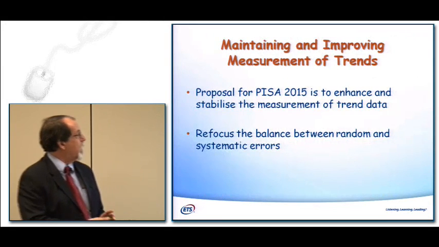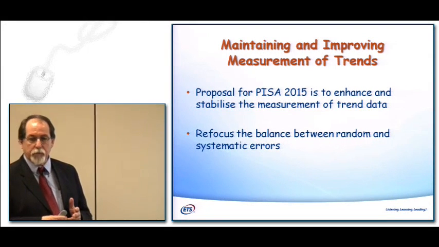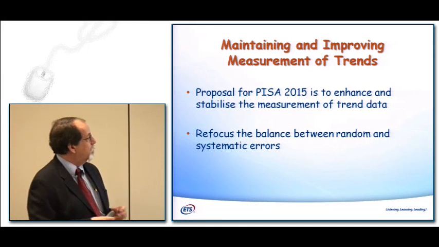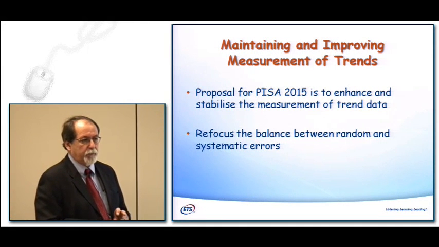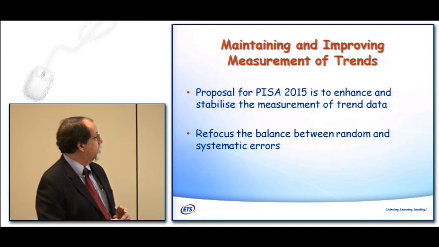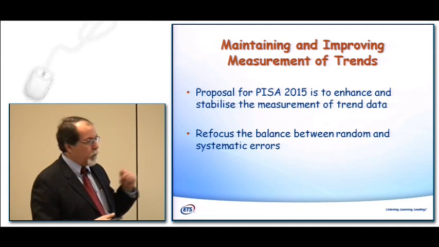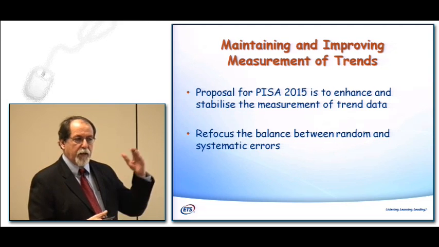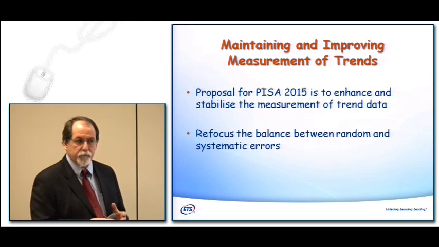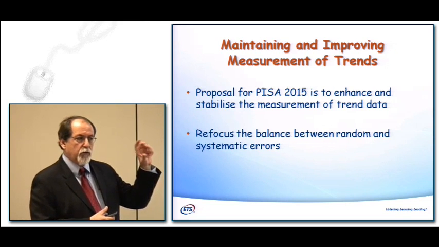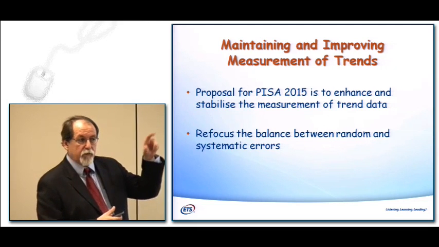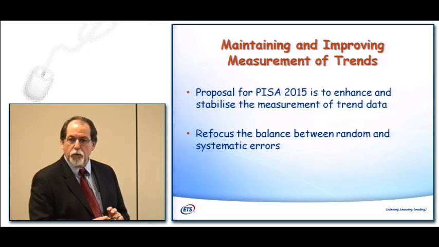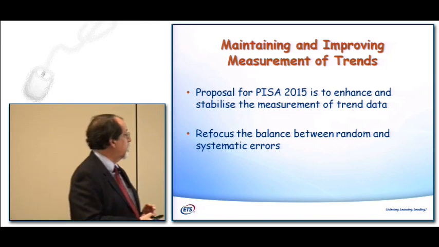So I want to switch now and talk a little bit about PISA. In PISA, one of the key design criteria for us when we thought about bidding on PISA was the measurement of trends. We noticed when we went back and looked at the data that the trend data bounces around quite a bit from country to country. If you look at changes over time, you can see that changes are in the order of 20, 30 points or more on PISA for a number of countries.